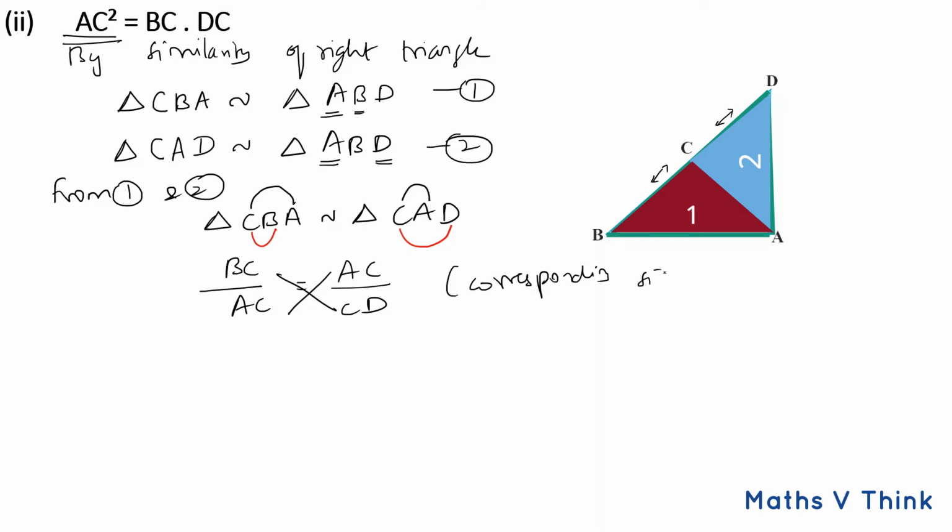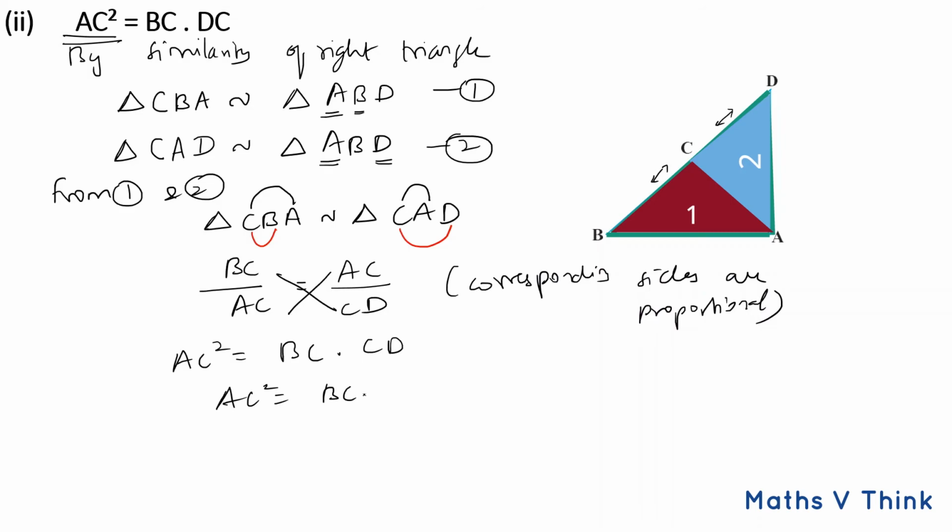So we get, write the reason, corresponding sides are proportional. Nothing but AC square is equal to BC into CD. CD is nothing but DC. So AC square is equal to BC into DC. When you check with the two proof, we got the two proof. So hence proved.